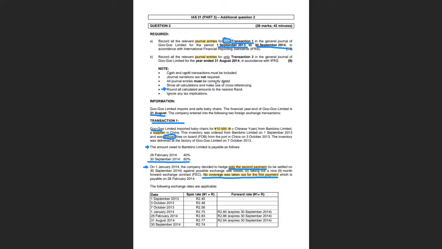Yes, so the first payment is basically an unhedged transaction, and then the second payment is going to be a hedged transaction. So what the examiner is doing here is they're trying to see, can the student switch between those two modes? Can they look at it from the perspective of unhedged and also from the perspective of hedged?